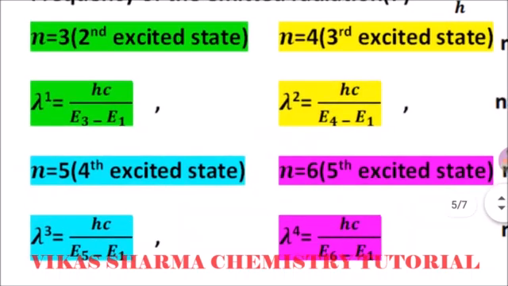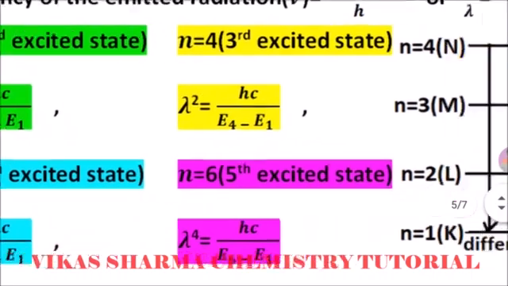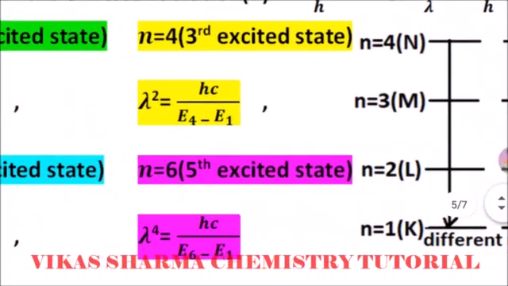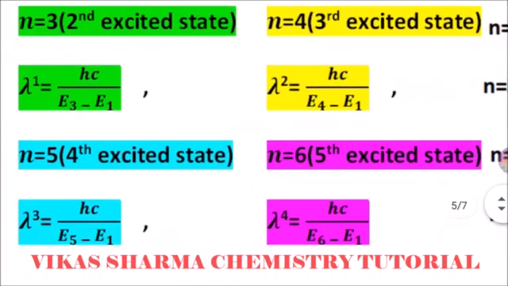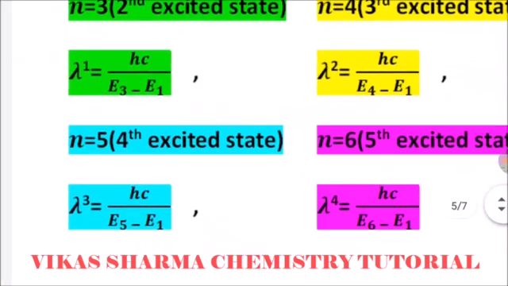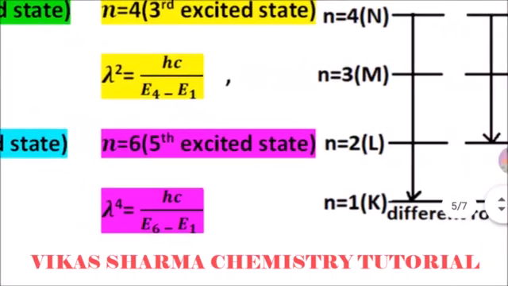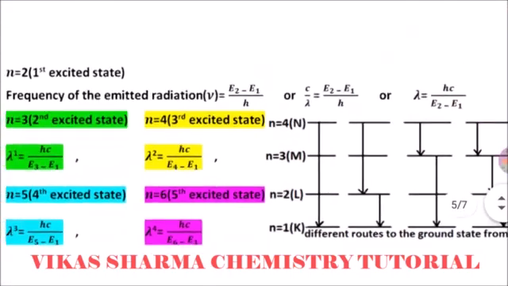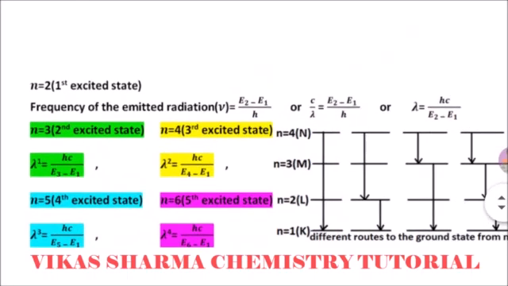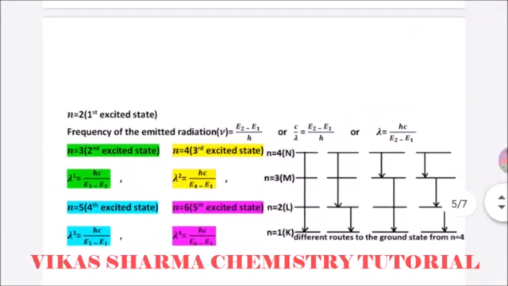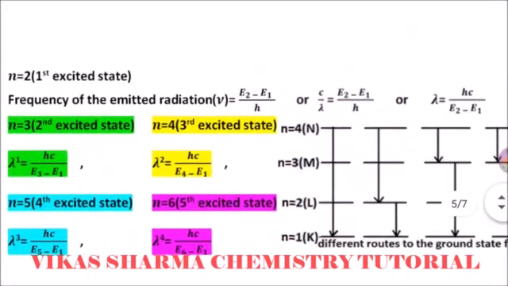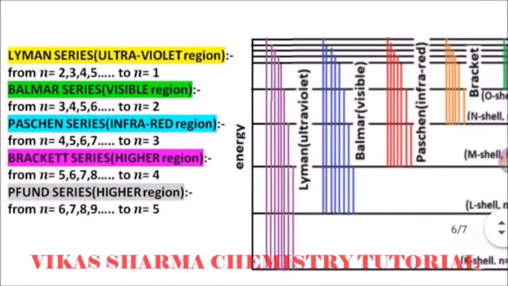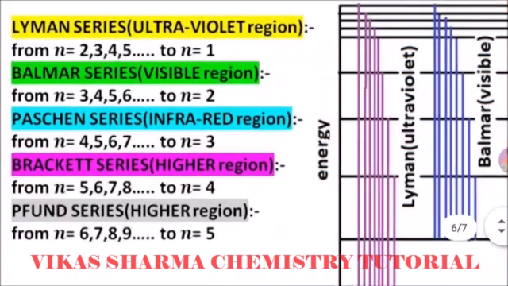For n equal to 3, lambda 1 is equal to Sc divided by E3 minus E1, and for the next excited state, lambda 2 is equal to Sc divided by E4 minus E1. For the fourth excited state, lambda 3 is equal to Sc divided by E5 minus E1. So by this type of equation you can easily solve for the wavelength of the radiation possessed by the electron. So there are different types of series formed.